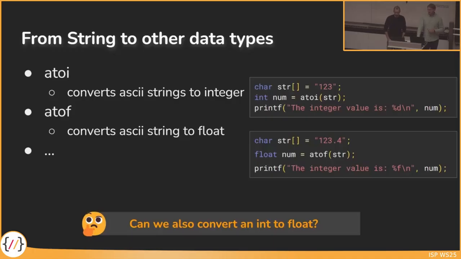We can do the same thing with the function atof. It's just ASCII string to float. So again, we can convert something which is of data type string to a value which is of data type float. So that we can already do. That's totally cool. But what do we have to do if we, for example, want to convert an integer value to a float value, or the other way around, a float value to an integer value?